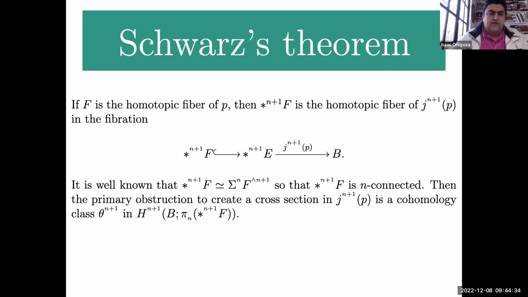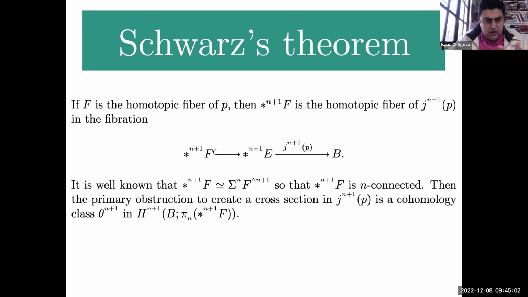Well, if F is the homotopy fiber of P, the n+1 join map has for homotopy fiber the n+1 join of the fiber F. Also, we can see that the fiber is at least n connected.